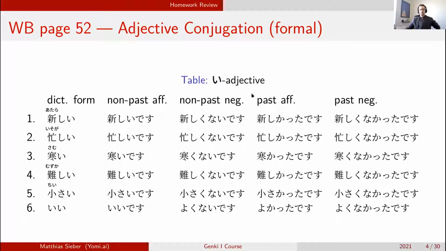So last chapter was all about adjectives. We had the i adjectives and the na adjectives. The distinction there in Genki is pretty good, right? But also remember that na adjectives really behave a lot like nouns. So I'm just going over page 52 real quick. For the i adjectives, we were asked to conjugate the adjectives into formal form. The dictionary form was given, and then we had to conjugate them into what Genki calls present, what I call non-past. The affirmative, the negative, and then also the past affirmative, past negative.